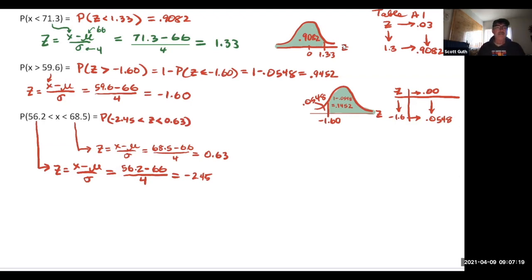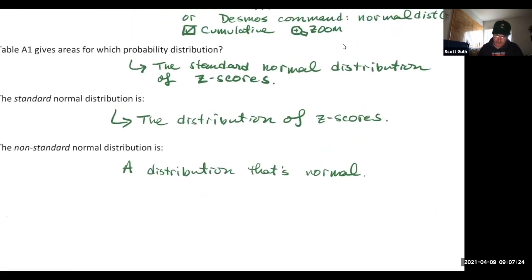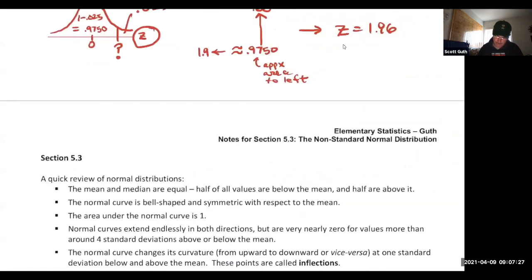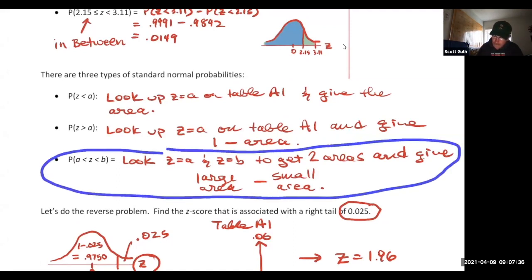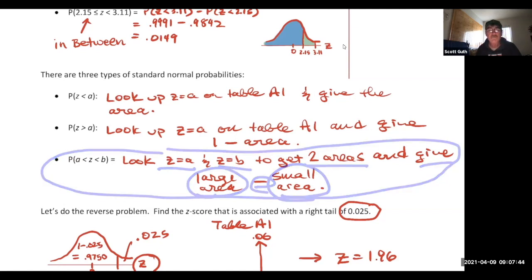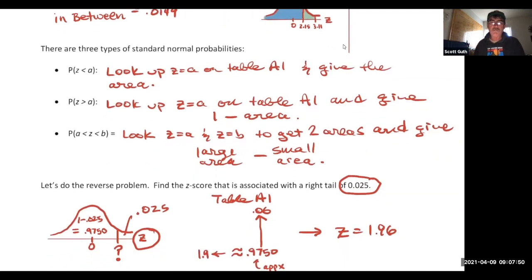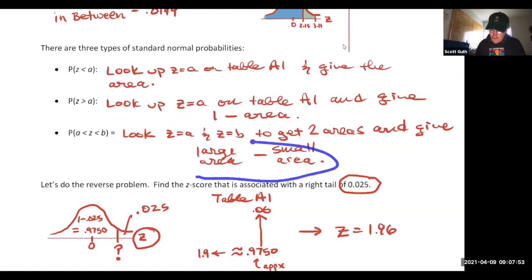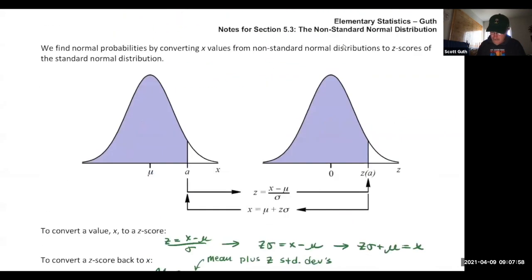And just as a quick reminder, I know I talked about this, but I'm going to slide back up and just read this part again. Okay, so it was the probability that z is between a and b here. You look up z equals a and z equals b to get 2 areas and give the large area minus the small area. Is there any question about that? So you have to look up the 2 z-scores and just subtract the areas, not the z-scores. Please don't ever subtract the z-scores. There is no reason to do that in any case.